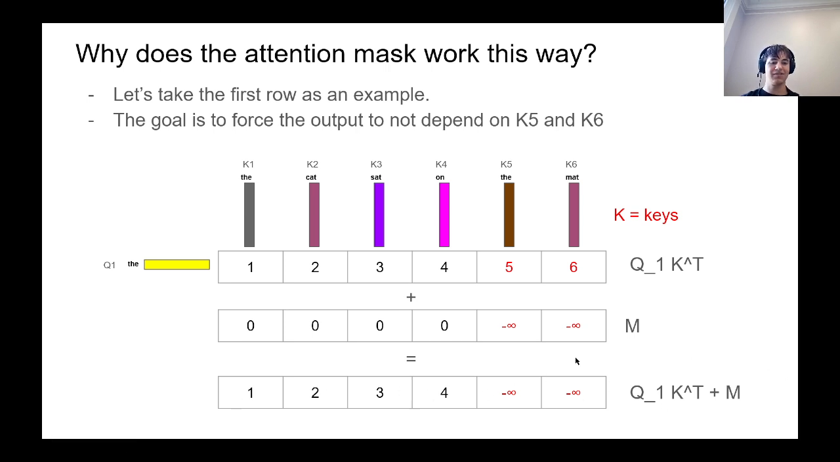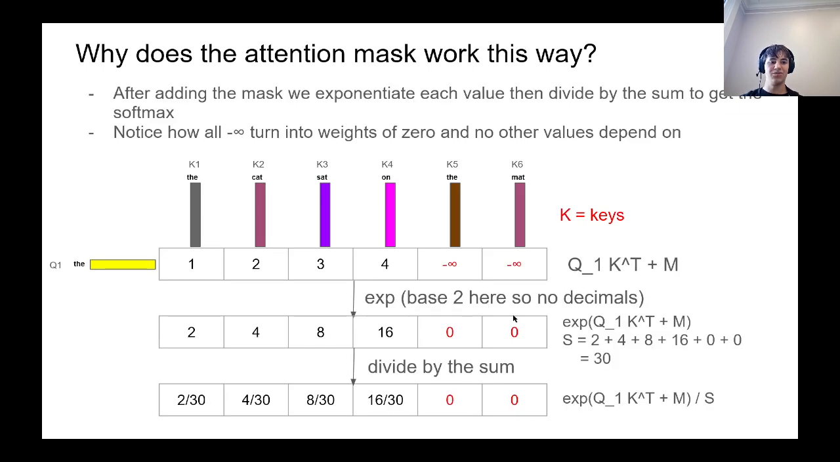So qk plus m. Now what we do is we exponentiate that, and once you exponentiate negative infinity, it becomes 0. So you effectively have masked out this value here by making it negative infinity. If I made it 0, on the other hand, it would become a 1, and you still get this attention weight. V would no longer have a weight of 0, it would have a weight of 1, which means we didn't mask it. So this is why we have negative infinity.